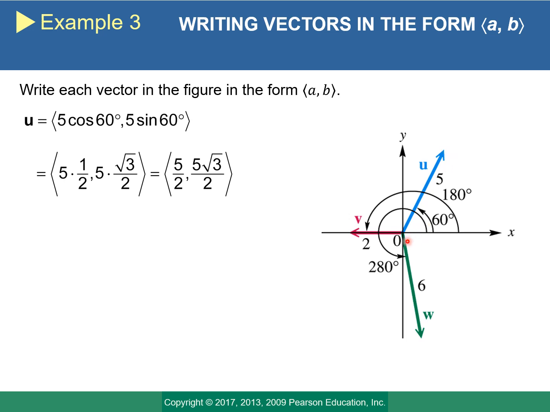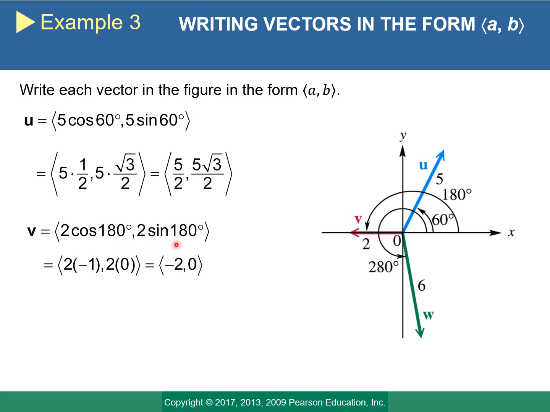Next, let's look at vector v. Notice where vector v is pointing, over here to the left. The angle is 180 degrees, formed with the positive x-axis, and its length, magnitude, is 2. So we fill in our format for our vector: the magnitude times cosine of the angle, comma, magnitude times sine of the angle. Before I keep going, you know these values, cosine of 180, sine of 180. Hopefully you recognize what this was going to be. We end up getting negative 2, comma, 0 for this vector.